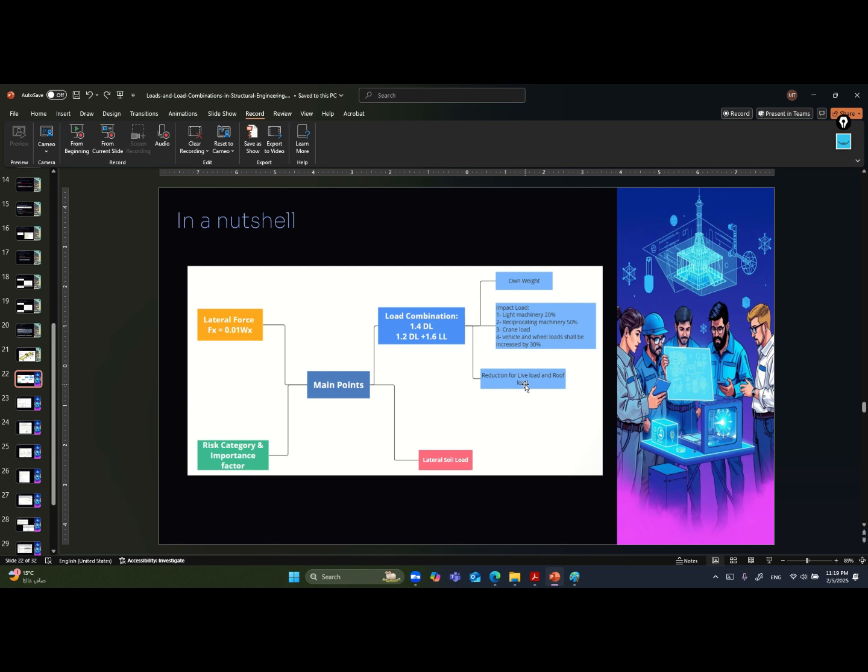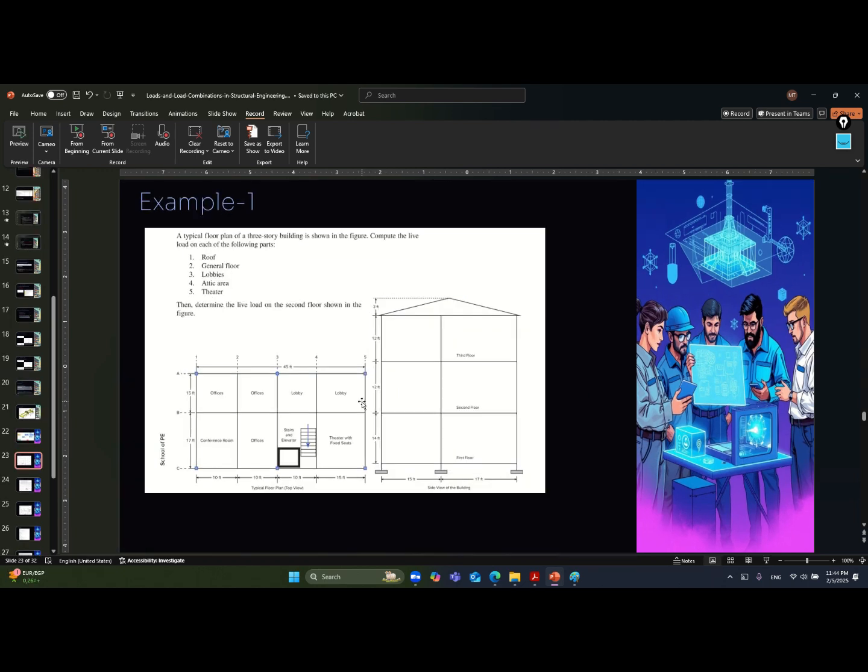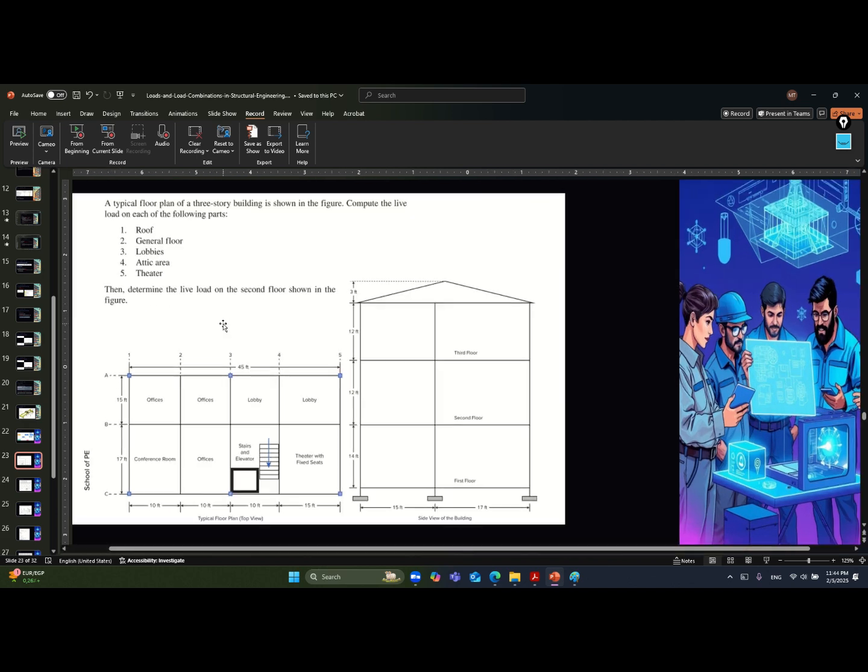Also, the reduction for the live load and roof load, you must consider them. As I told you, he will not tell you that you should use them, but you must consider them in the examples. Now for the last part, which is related to the examples and the questions. The first example is a very straightforward equation. It gives you a typical floor for a three-story building, and tells you to compute the live load for each one of them.